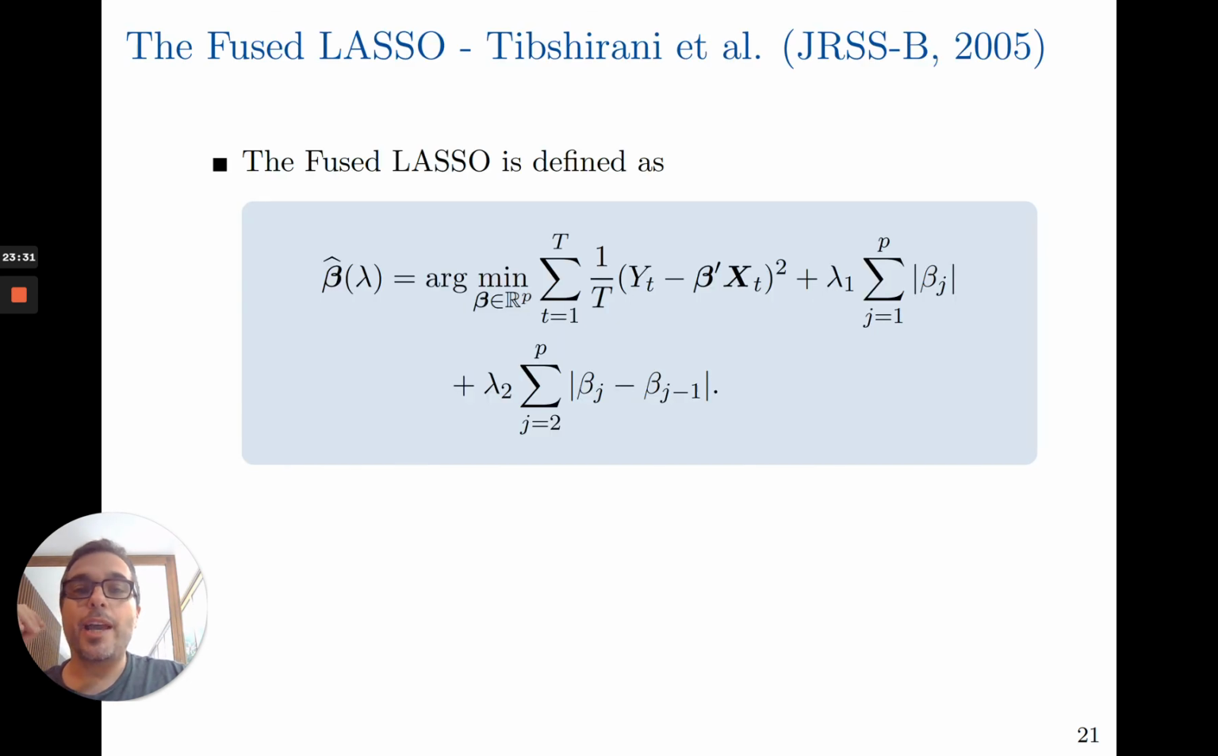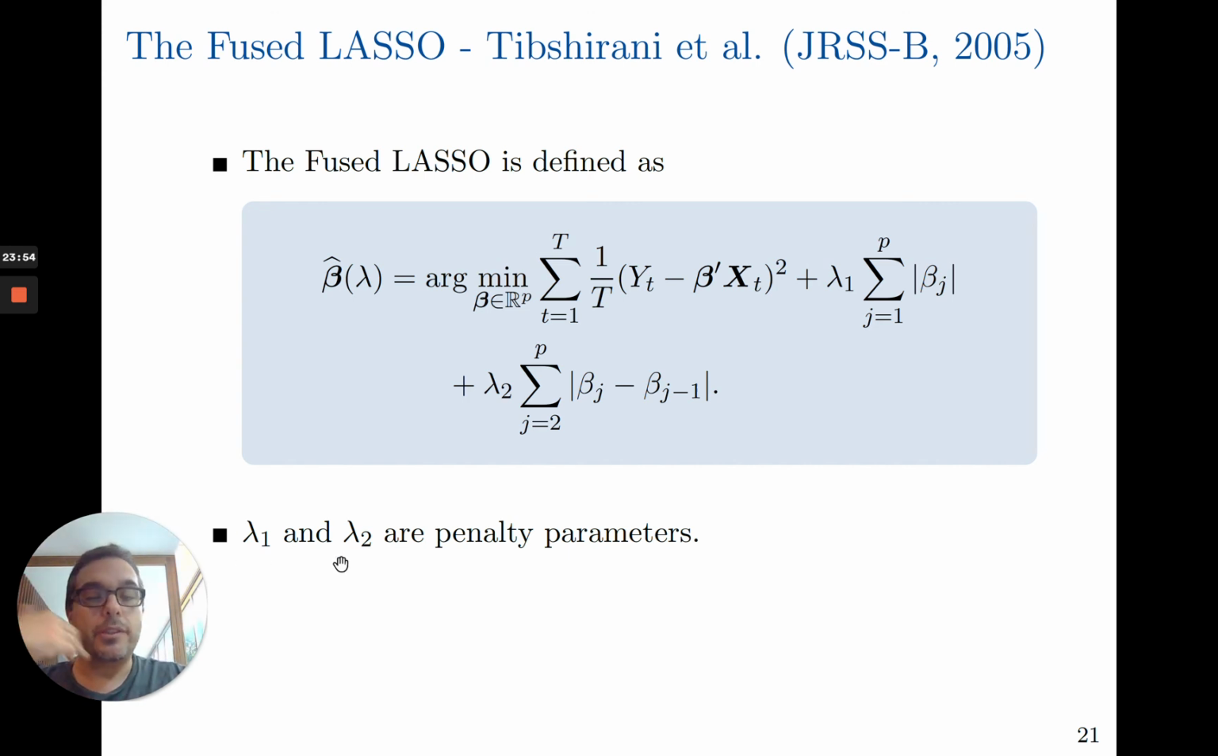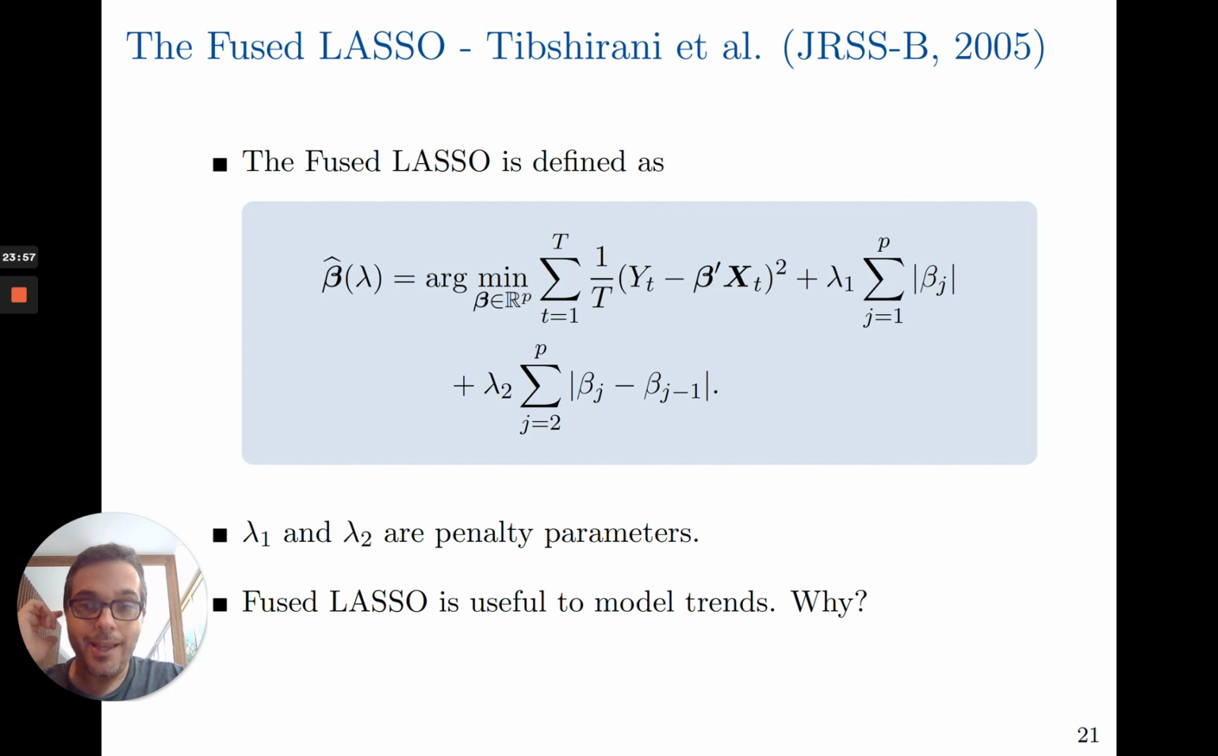Fused lasso is when you have some kind of ordering among covariates, and you want adjacent covariates to have similar weights. So basically, you have a lasso penalty plus a penalty on the difference between two adjacent weights. Okay? And again, lambda 1 and lambda 2 are penalty parameters, you can select them the usual way. And I have a question for you to think about. Fused lasso is used a lot to model trends or breaks in the data. Why is that? Think about it. We can come back to this point during our live session.